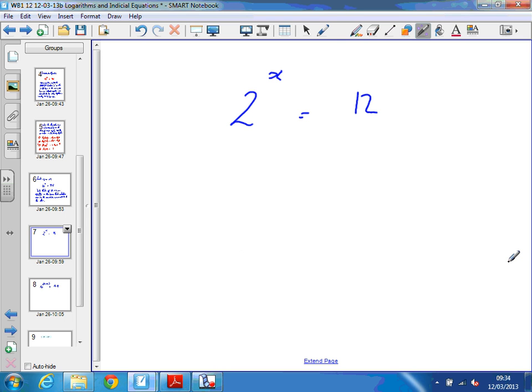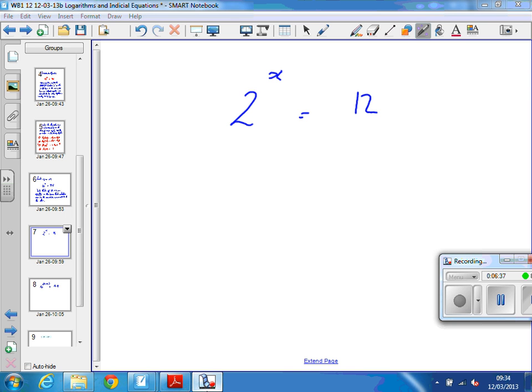Let's look at this, okay? Try and solve this. Do you remember earlier on today we were talking about how we can do anything we like to an equation so long as we do the same thing to both sides? Right, I want to solve this.